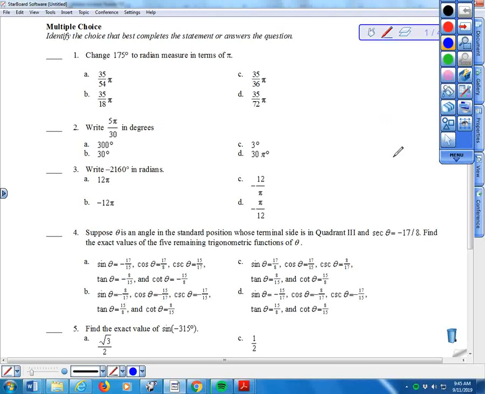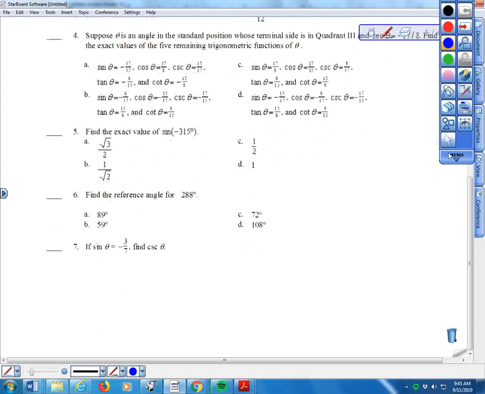Negative 2160 in radians. Can cancel a 0. So we have 216 over 18. Does that go evenly? Yes. Good so far? Everybody has 12 so far? Yes. Good.